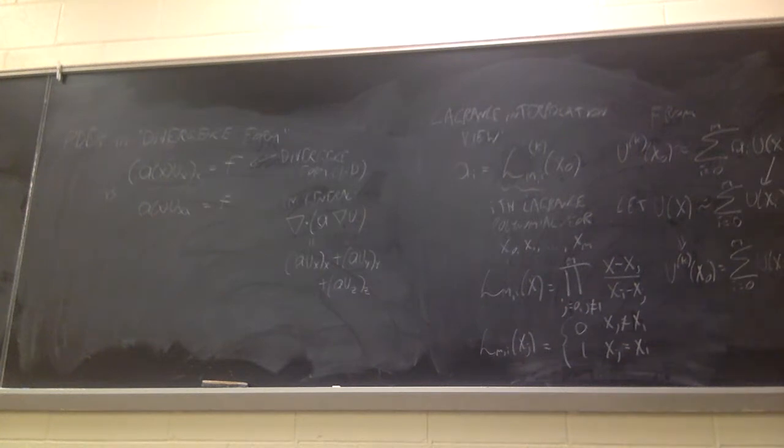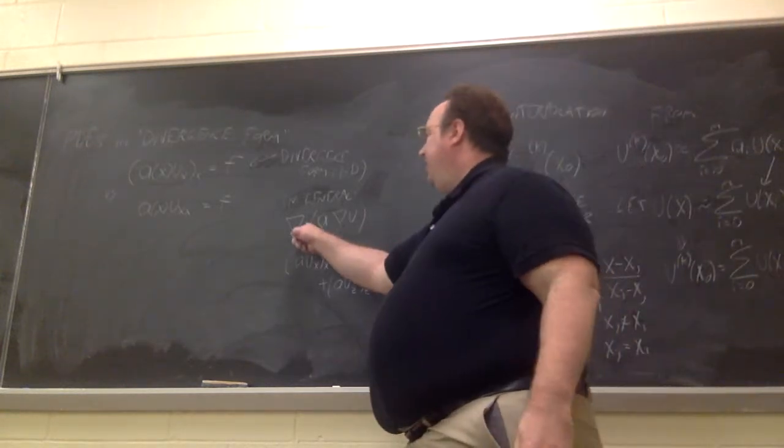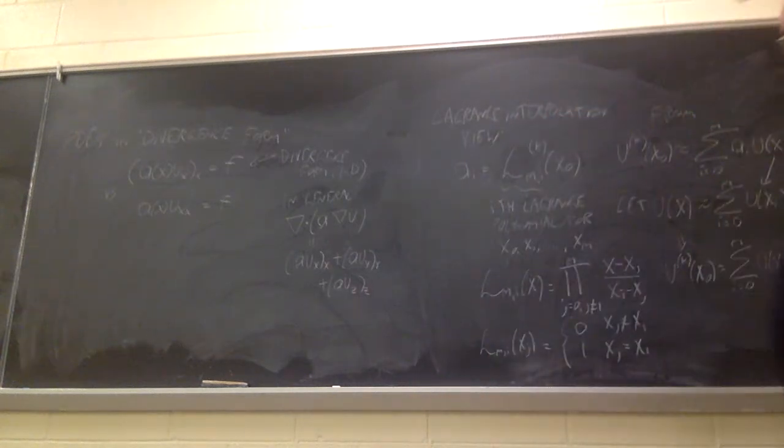Just because that's what the divergence operator does. You have a vector valued function, but divergence takes the partial with respect to x of the first component, partial with respect to y of the second component, partial with respect to z of the third component, etc., and you add them all up. It's like a dot product, which is why the dot is there.